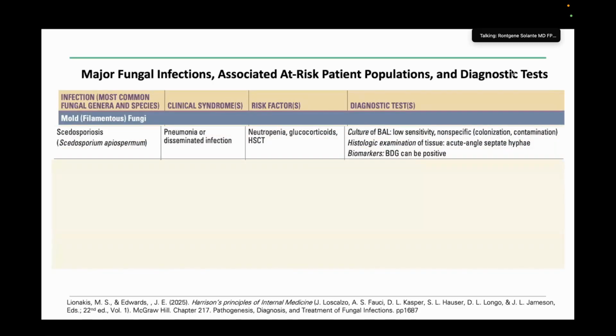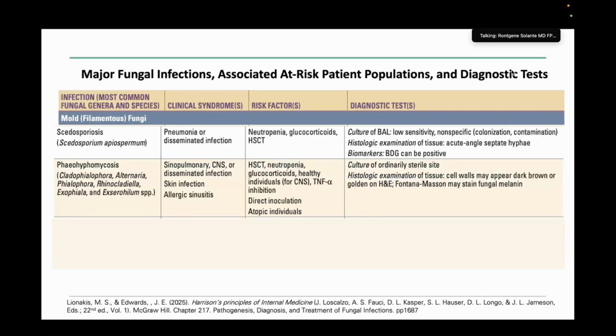The other group of your filamentous fungi is pseudallescheriasis, which is one of the few fungi where the species commonly encountered is Pseudallescheria apiospermum, which can cause pneumonia or disseminated infection. And again, it is common among those who are neutropenic, those taking glucocorticosteroids, and those who are post hematopoietic stem cell transplant recipients. Just like with other filamentous fungi, you have culture of the infected fluid. So if the patient has pneumonia, you can use your bronchoalveolar lavage and then histologic examination and the use of your biomarkers.